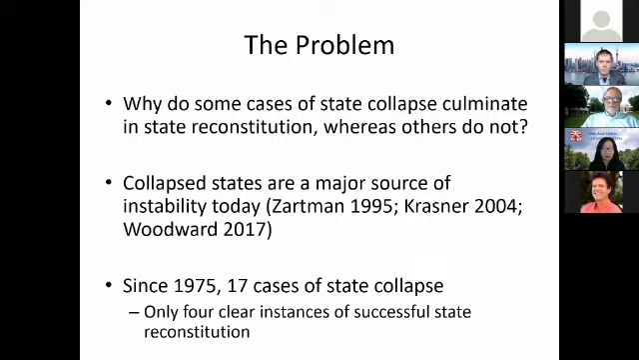I want to clarify exactly what it is that's motivated this study. Simply, it's that some cases of state collapse have culminated in state reconstitution, whereas others haven't. I think this is rather remarkable, because one thing that I've learned by reading about collapsed states, whether in early 20th century China, 16th century Japan, or contemporary sub-Saharan Africa, is that when a state collapses, there is a remarkable instability that ends up pervading all of society.